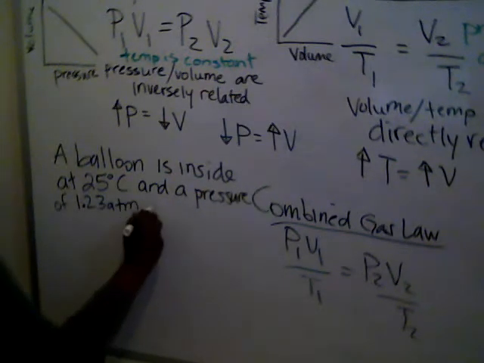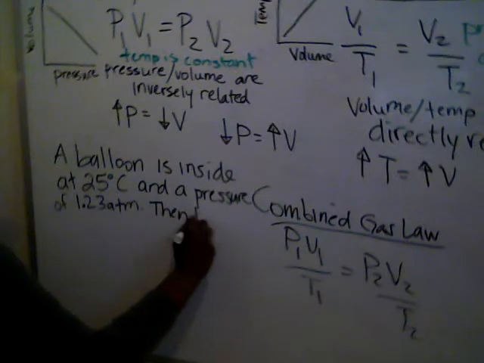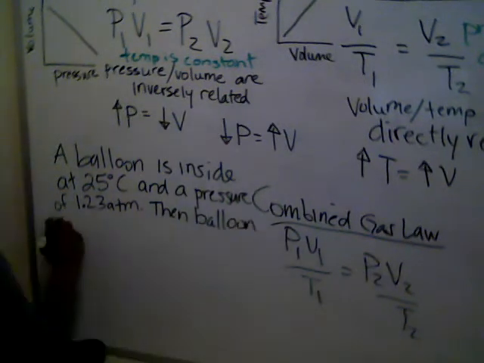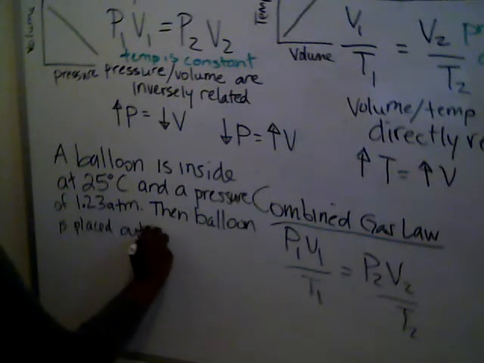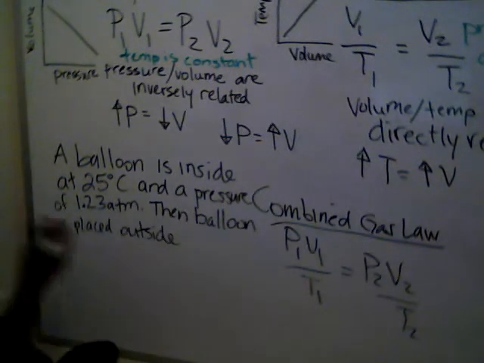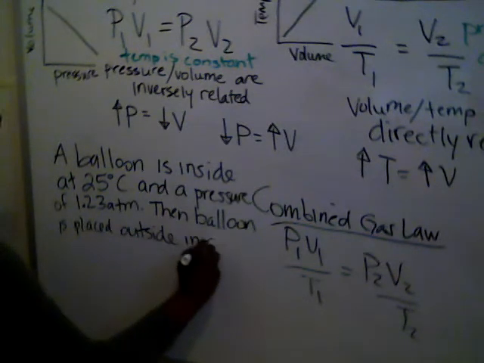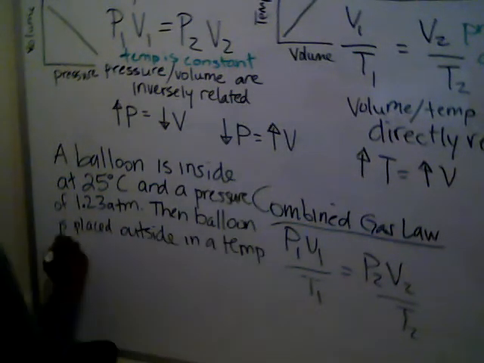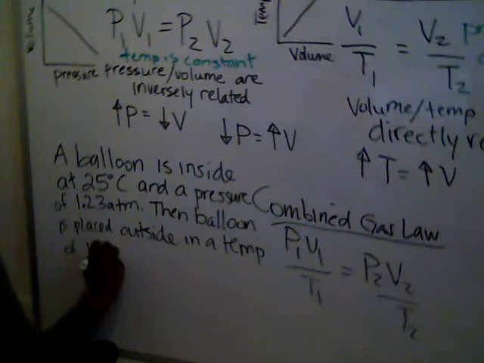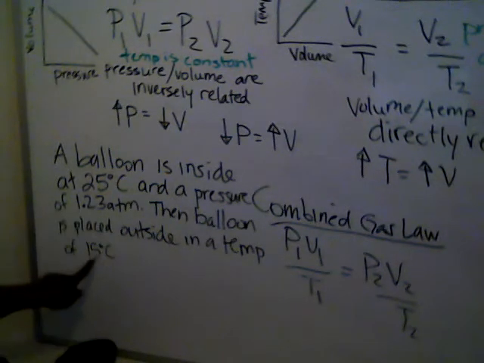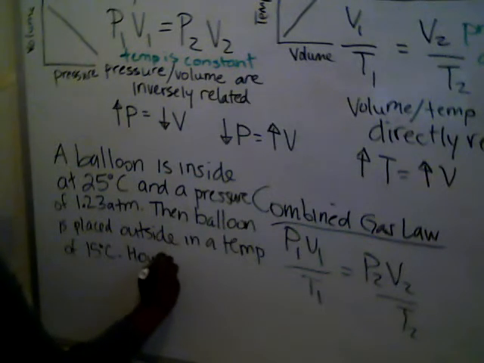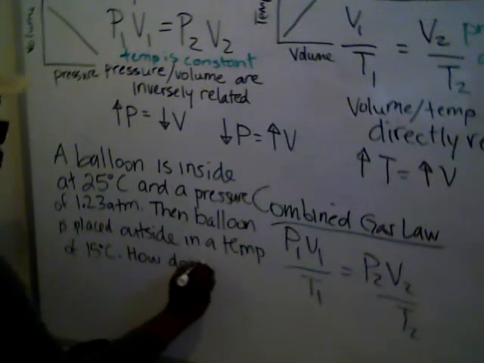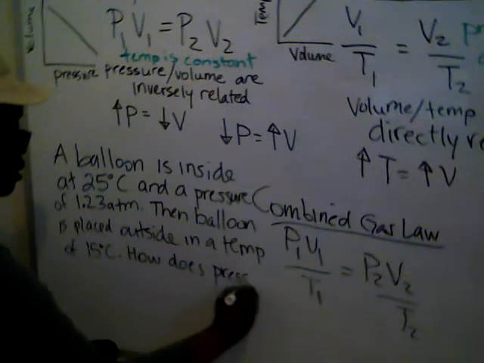And let's say we then take that balloon, so we say then the balloon is placed outdoors. And if we place it outside on a day like today, it's going to be relatively cold. So let's say it's placed outside in a temperature of, let's say, 15 degrees. So our temperature is decreasing. It was at 25 degrees, now it's decreasing to 15 degrees. And the question may ask, how does the volume change? Or what is the new volume? Or sorry, pressure. How does pressure change?